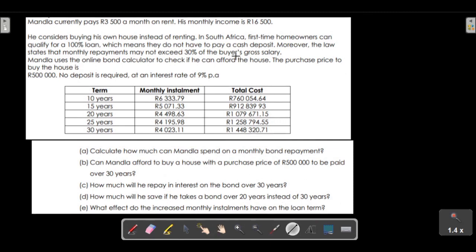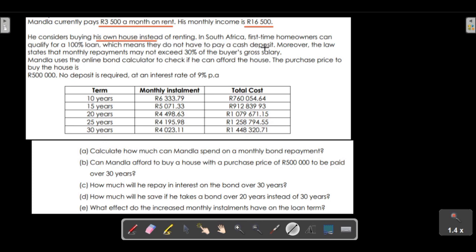Mandla currently pays 3,500 a month on rent. His monthly income is 16,500. He considers buying his own house instead of renting. So he wants to buy a house. I'm sure he's looking for a house loan.